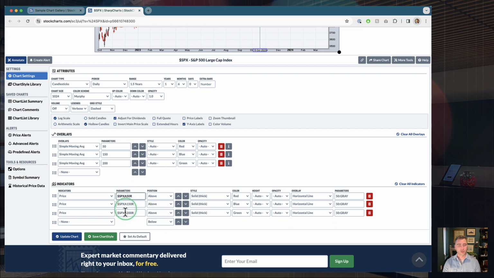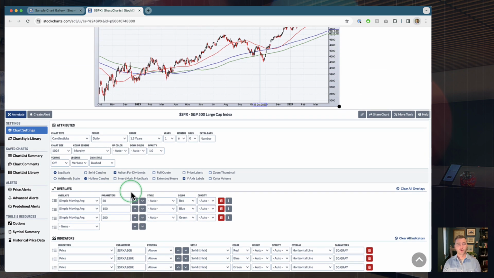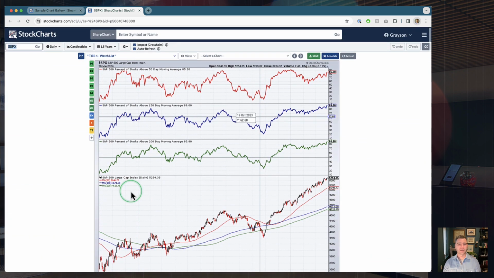We've got the ticker symbols for those in there for the percentage of stocks in the S&P 500 above those specific moving averages. And then we've styled those, in this case, with a solid thick line in a couple of different colors to be consistent from chart to chart. So this is a great way to get good charts. It's also a great way to learn more about setting up good charts. You can poke around at some of these settings and see how these charts were created. We've also got those moving averages on there, a couple other interesting little setup tricks to these. So this is a great way to see exactly how these charts were created.